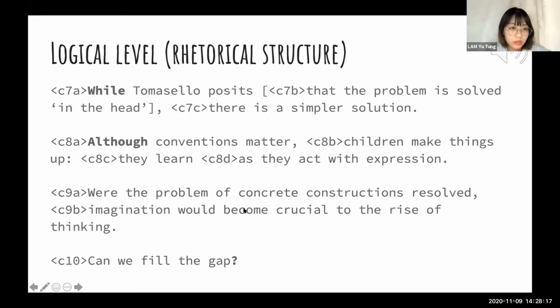For clause 7, 7A and B concede to 7C, and 8A is a concession to 8B, while 8C elaborates 8B. For clause 9, 9A is a cause, which will result in 9B. Clause 10 is a rhetorical question to draw attention and persuade the audience.